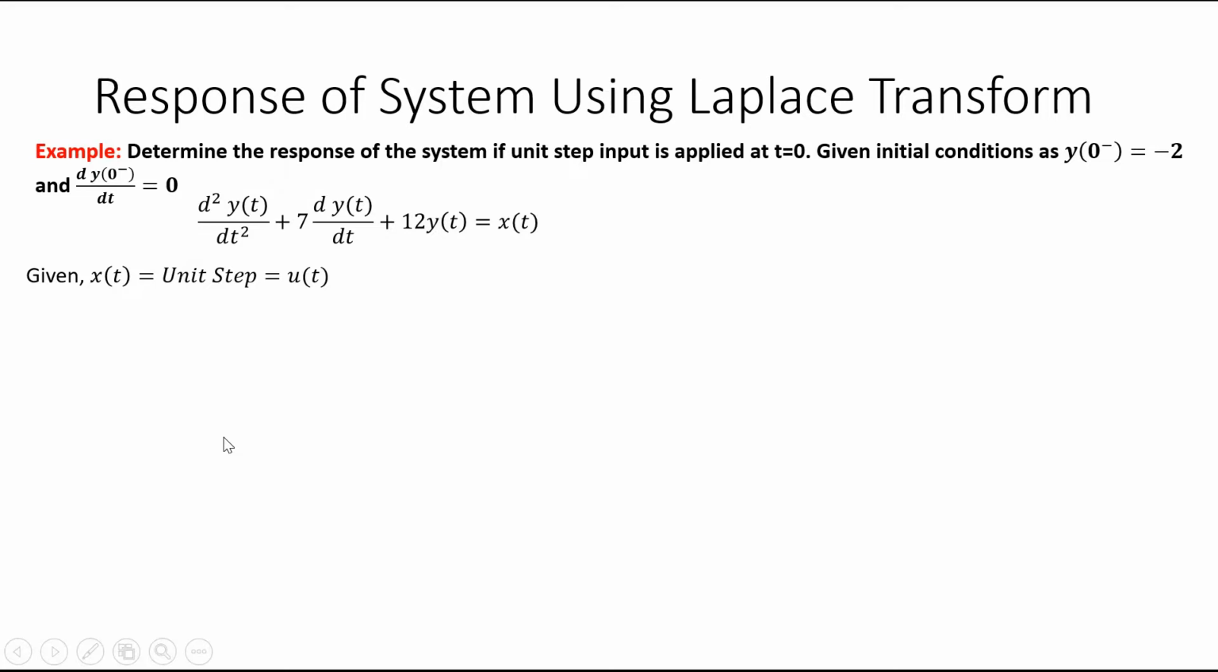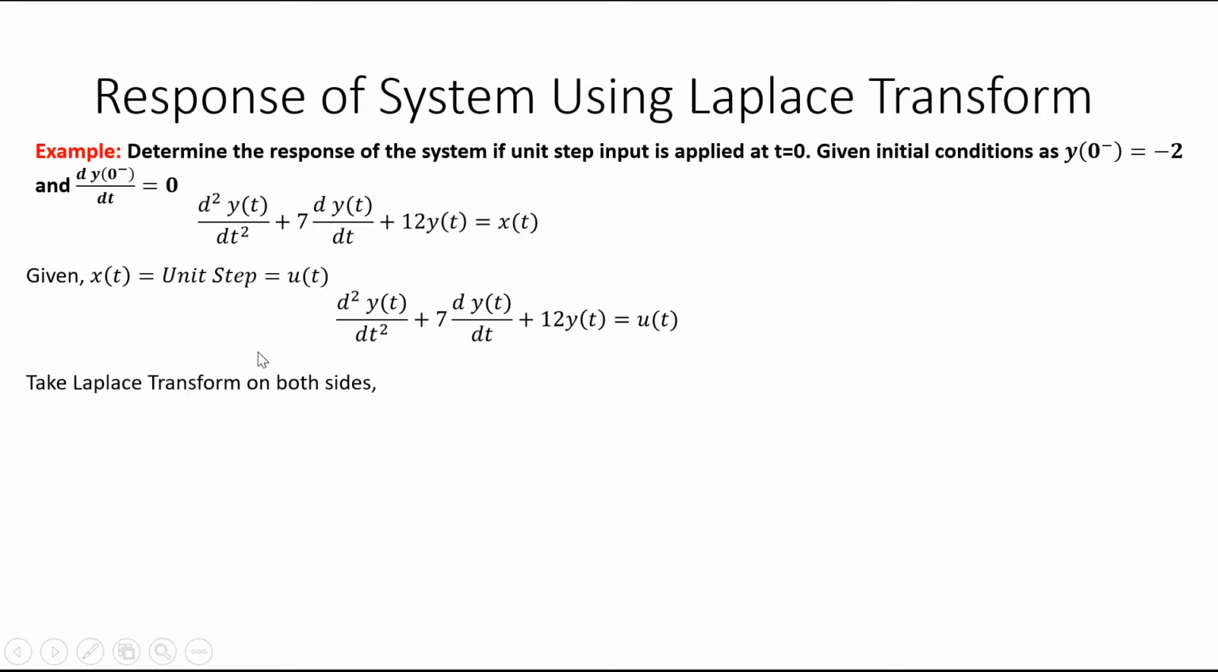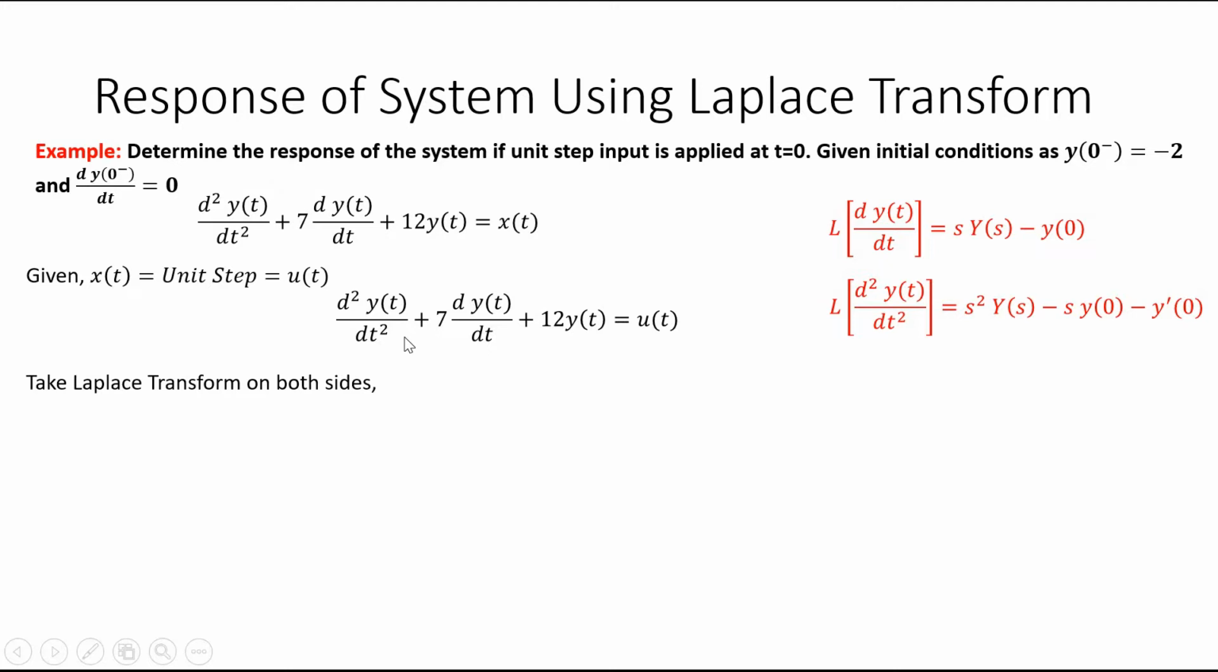So we can apply Laplace transform. Taking Laplace transform on both sides, here x of t is u of t, so we take the Laplace on both sides. So Laplace of d by dt of y of t is this one, and d square by dt square of y of t is this one. So we can substitute here. This becomes s square y of s minus s into y of 0 minus y dash of 0, plus 7 into s y of s minus y of 0, plus 12 into y of s, as Laplace of y of t is y of s, and Laplace of u of t is 1 by s.